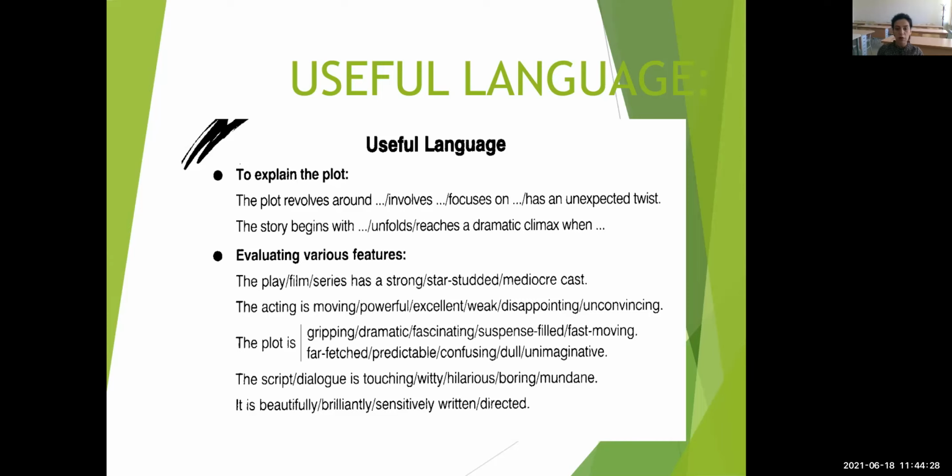The plot is far-fetched, the plot is predictable, the plot is confusing, dull, or unimaginative. This is language that should be used while describing the plot. If you want to describe the script itself, or the dialogue, you can say it is touching, it is witty, it is hilarious, it is boring, or it is beautifully written, it is brilliantly written, directed, or sensitively directed.